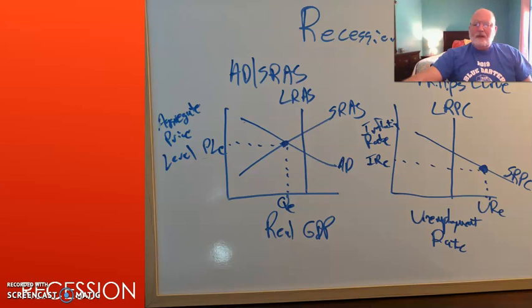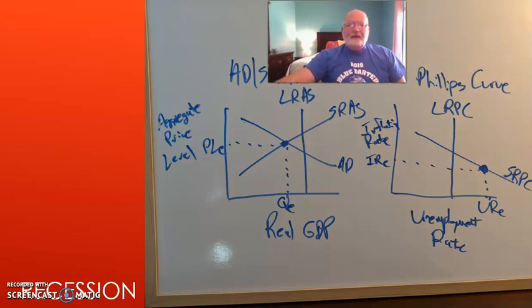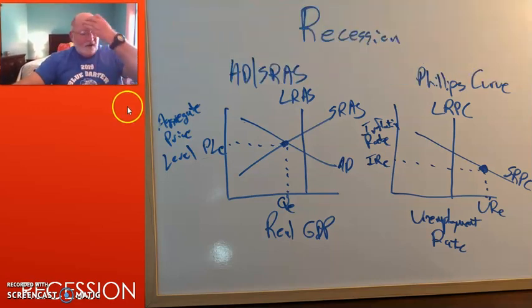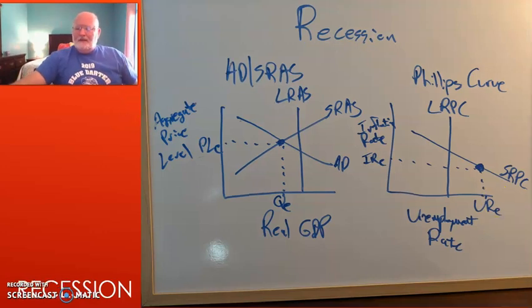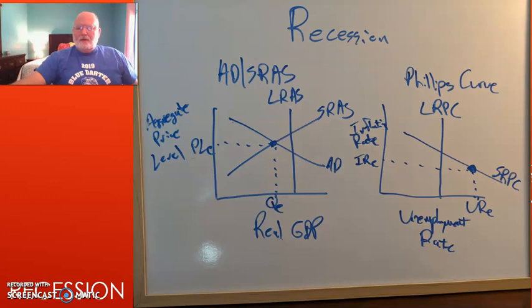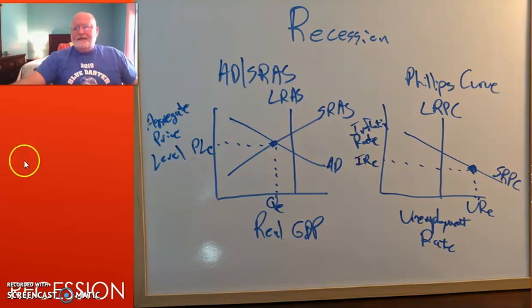All right, where we left off, we had been working on the Phillips curve, and let me see if I can widen this out here. We've been working on the Phillips curve and all the different places it could be. Okay, so this is a recession.